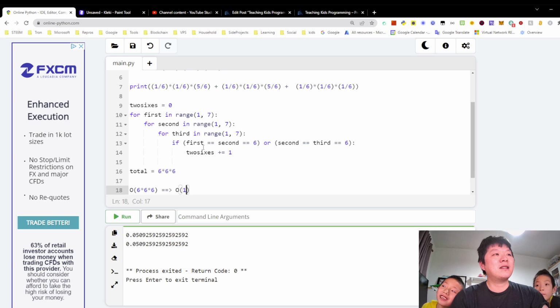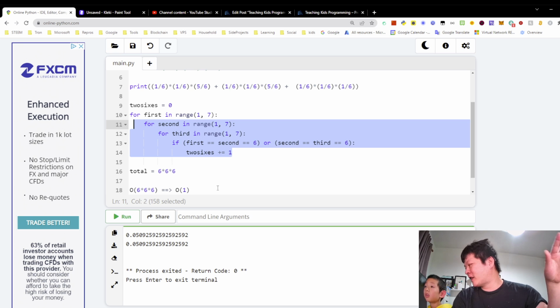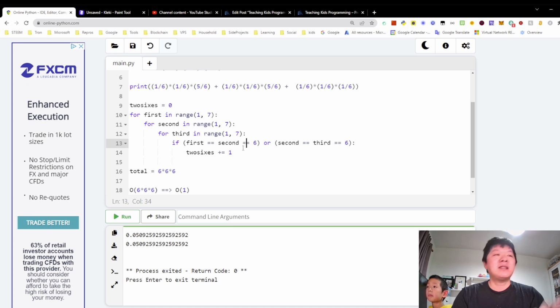Look, we are just iterating the total number of times, which is 216, yeah? We're just iterating that number of loops. So that's the number of iterations that this piece of code runs. So it's O(1). It's fixed. There's no n, right? So it's constant.